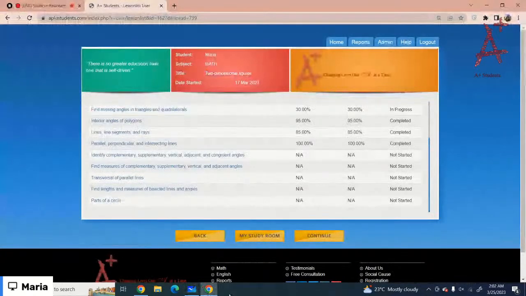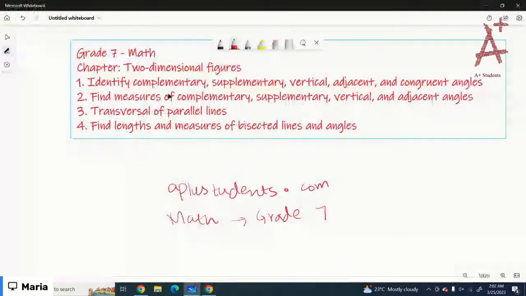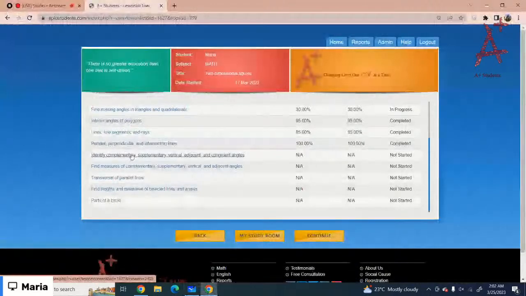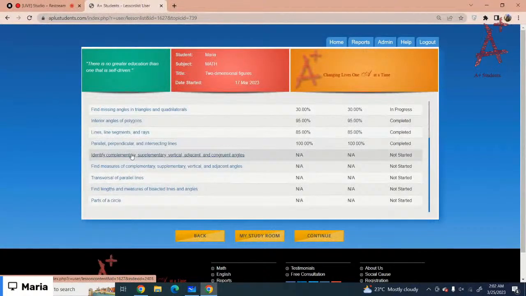Here I am on grade 7 maths. So let's just start with the first lesson, that is identify complementary, supplementary, vertical, adjacent, and congruent angles. The lesson is on the chapter two-dimensional figures.